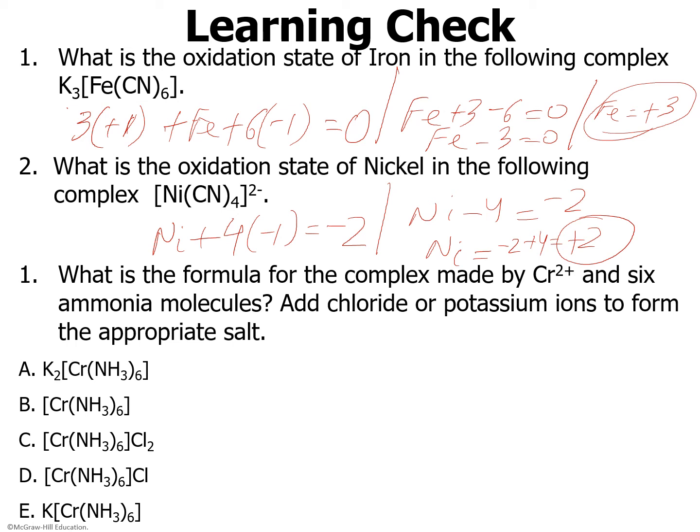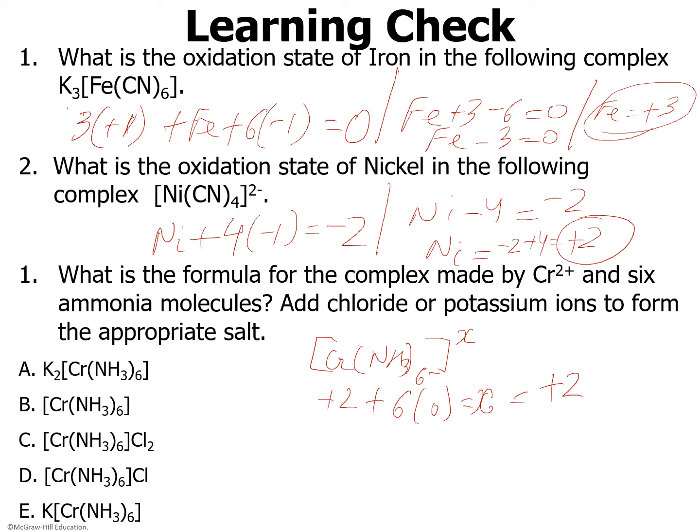Next question is, what is the formula for the complex made by Cr 2 plus and 6 ammonia molecules? Add chloride or potassium. So Cr, easy. If I'm writing the formula, I put parentheses. There is one Cr, 6 ammonia. Each ammonia is NH3 and each of them is neutral. That's 6 of those, parentheses to the power x. Now I have to figure out what is x. Cr is +2. I have 1 of those, so +2, plus ammonia, I have 6 of those. Each ammonia is 0. Total adds up to x, which is equal to +2.